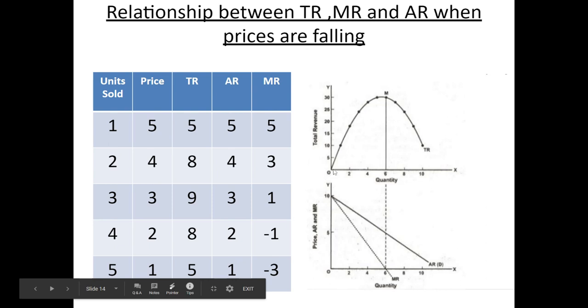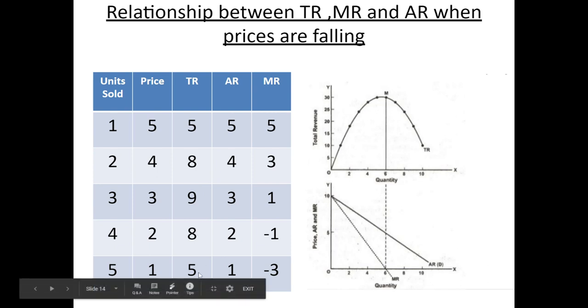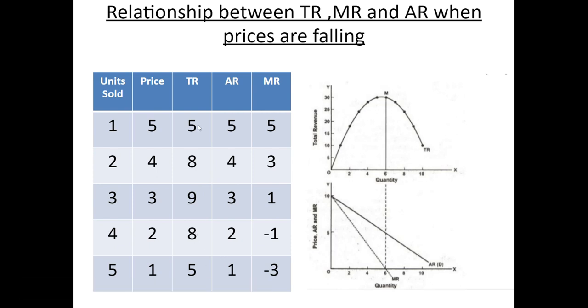Let's look at the TR curve now. As you can see, students, the TR curve is increasing till the third unit and then it has started falling down. Let's look at the rate at which TR is increasing. TR is increasing first by 3, then it is increasing by 1, which is your MR. So as MR is falling, that means change in total revenue is falling. That means TR is increasing but at a diminishing rate.